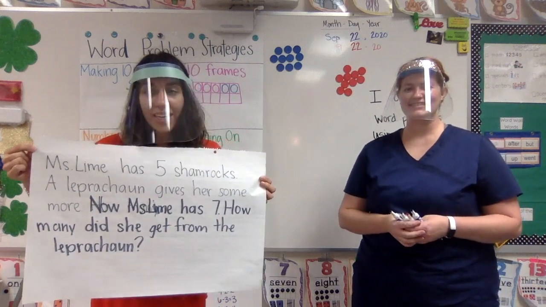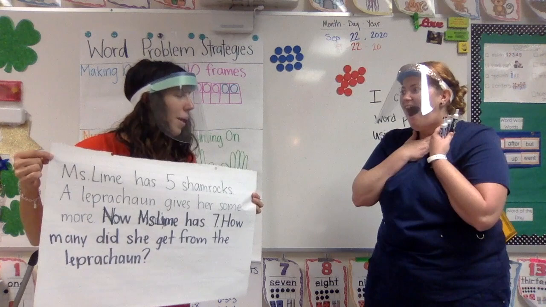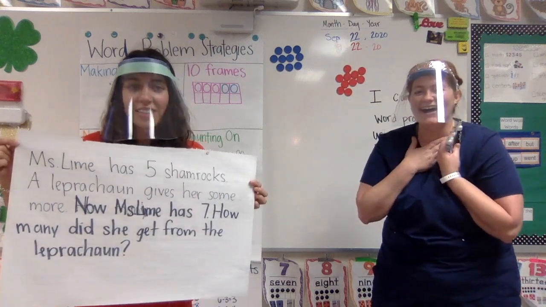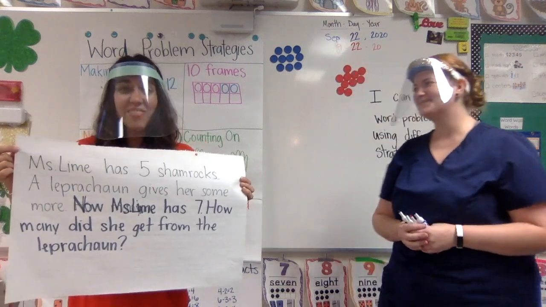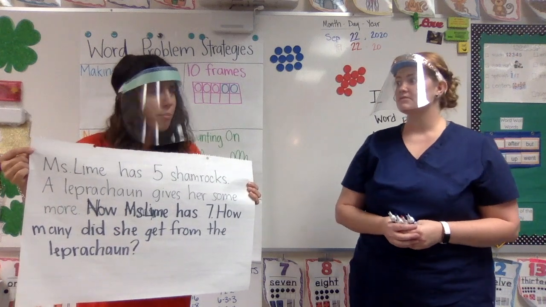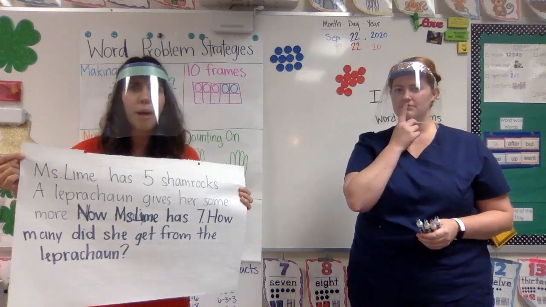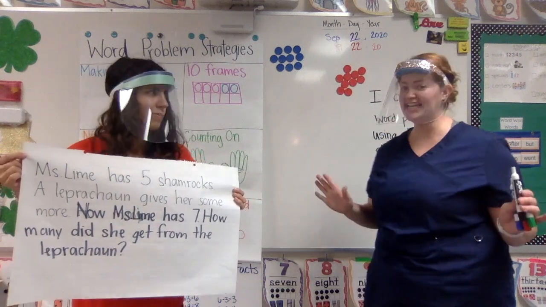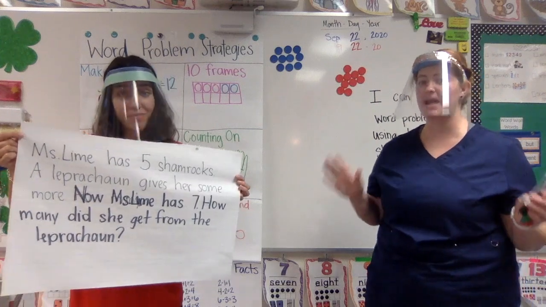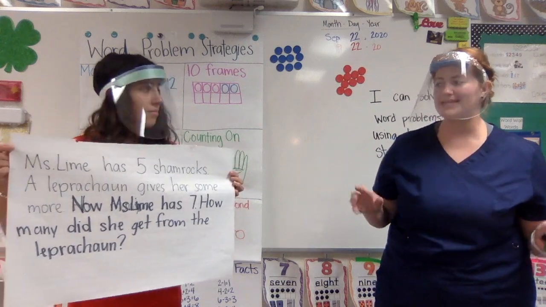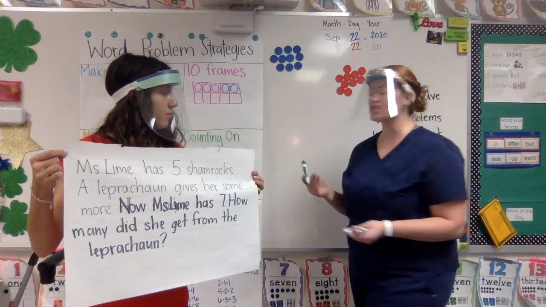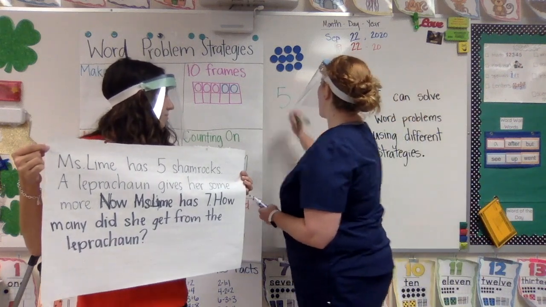All right, our next word problem says, Miss Lime has 5 shamrocks. A leprechaun gives her some more. Oh, that is so nice. Now, Miss Lime has 7. How many did she get from the leprechaun? Okay, well, I need to set my word problem up, my number sentence up. Miss Lime has 5 shamrocks. That's what I start with, so I'm going to put a 5.